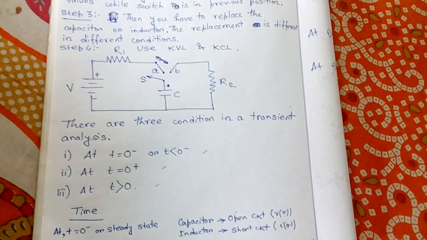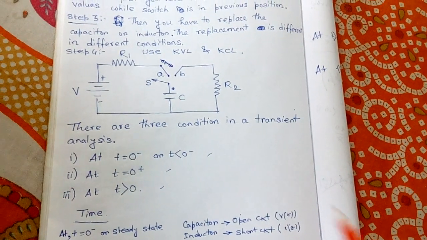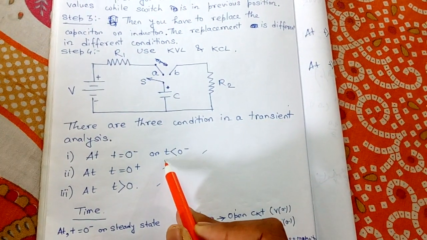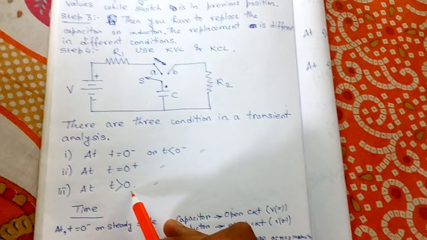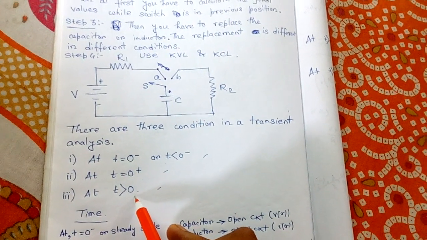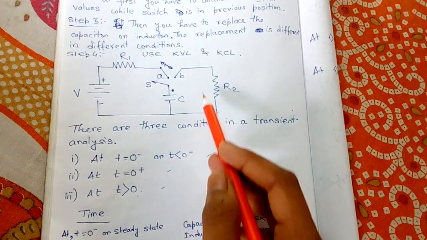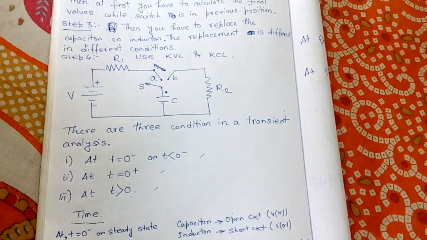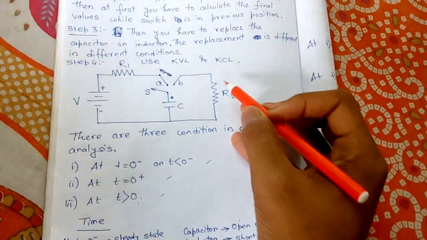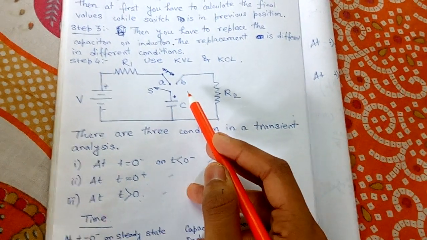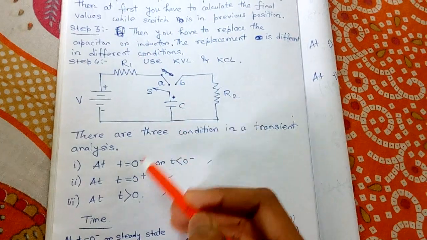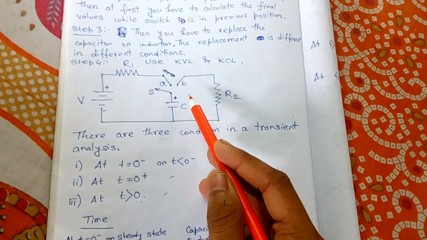So we have to know the significance of this time: t equals 0 minus, t equals 0 plus, and t greater than 0. What is the significance of these in a circuit? Suppose this circuit is given. For better understanding, I have assumed this circuit, because to understand this you have to assume a circuit.